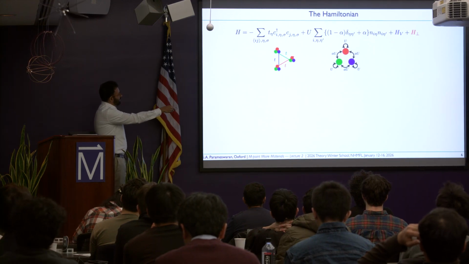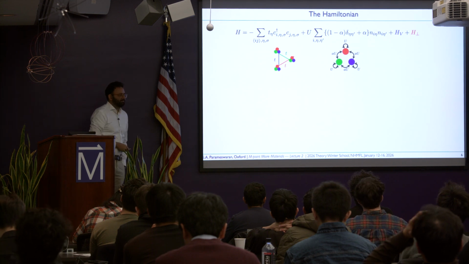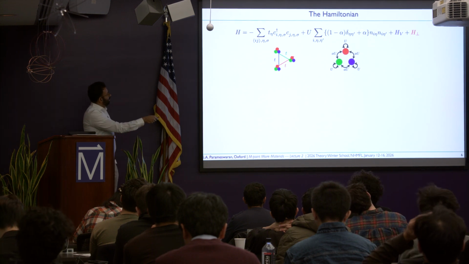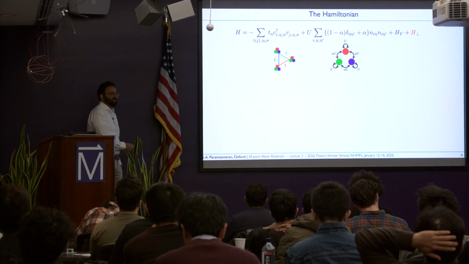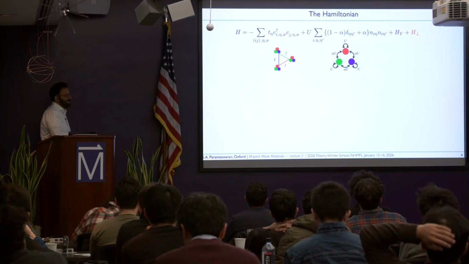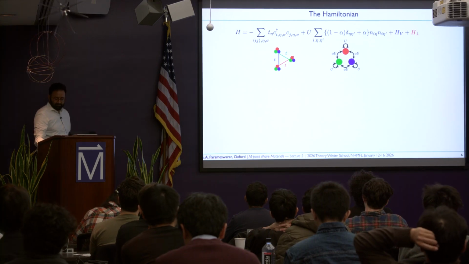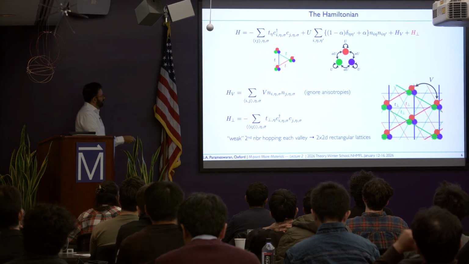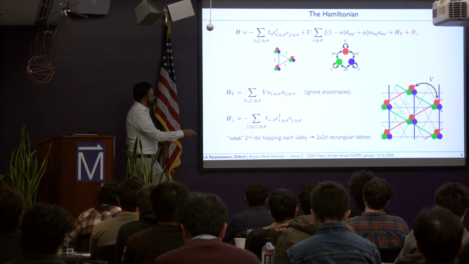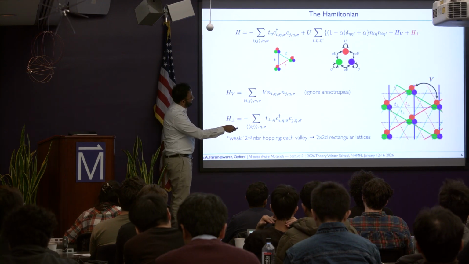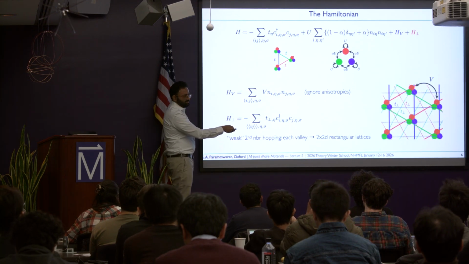But there's also the V and H-perp terms. So let me write them down because I'm going to spend a lot of time on these two leading terms, but it's always good to write down the leading perturbations away from your idealized point. So I'm going to keep those in mind. And so what are those? I already said I'm going to ignore the anisotropies. There's also a V term, which is what I'm drawing here. The V term will just be between nearest neighbors on the triangular lattice.